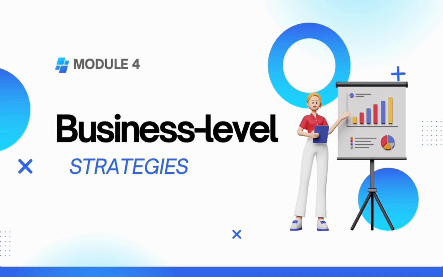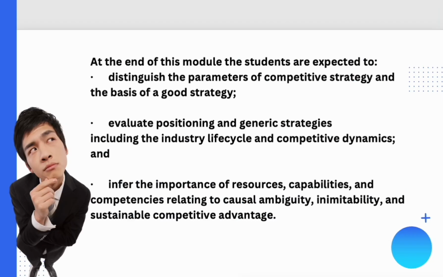So with business level strategies, we have these learning outcomes. At the end of this module, the students are expected to distinguish the parameters of competitive strategy and the basis of good strategy. And you'll know how to evaluate positioning and generic strategies, including the industry life cycle, competitive dynamics, and infer the importance of resources, capabilities, competencies relating to causal ambiguity, inimitability, and sustainable competitive advantage.